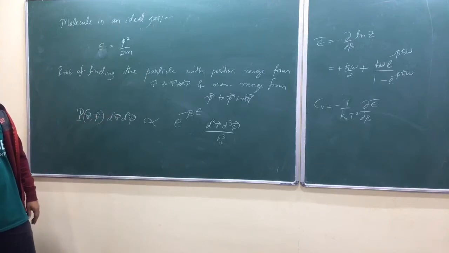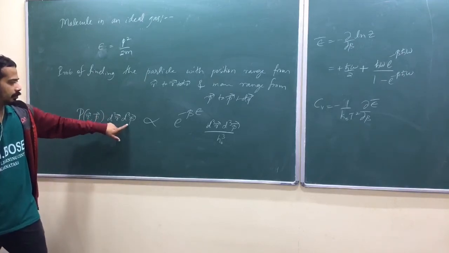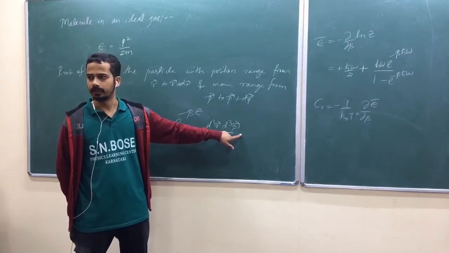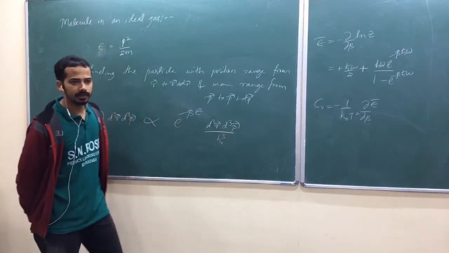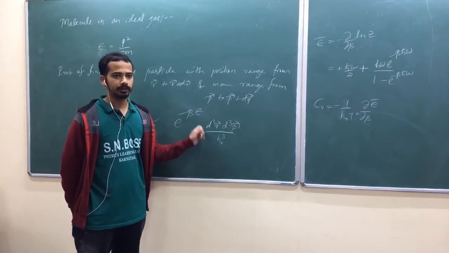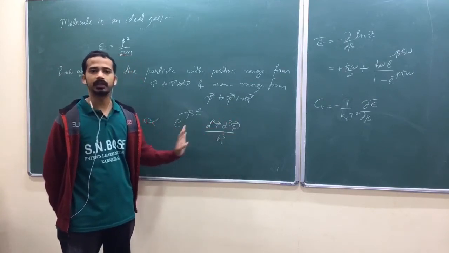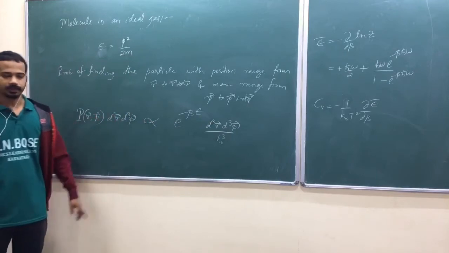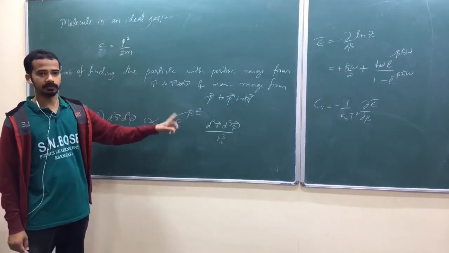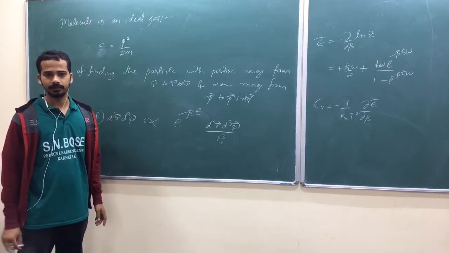So if I write d cube of R, d cube of P, here also I should have d cube of R, d cube of P. Isn't it? Then it should be unitless. That's why I have to divide by something which is of the dimension of this one. You can think like that also. And that proportionality constant is again e raised to minus beta e, equal to P square by 2m for ideal gas.